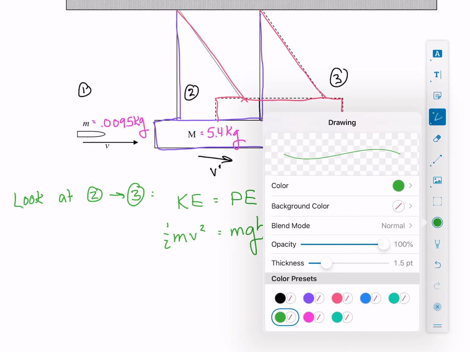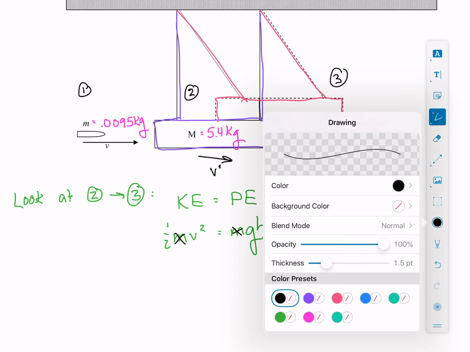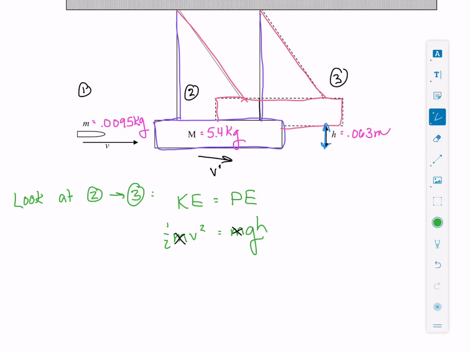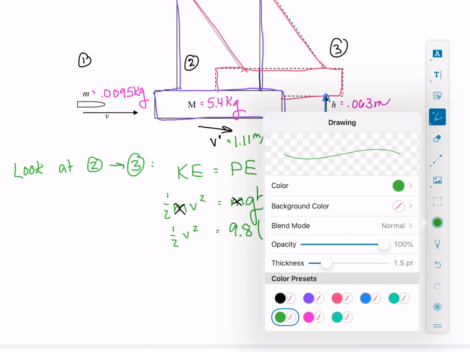The mass for both of them is the combined mass of the bullet and block. You could put that in if you want, but it doesn't really matter because it just cancels. So 1/2 v squared is going to equal 9.8 times 0.063. So we have the speed to be 1.11 meters per second. That's the speed right here. That's not the speed of the bullet, that's the speed that the block is moving after the collision. That's not the question. The question is, what is the speed of the bullet?